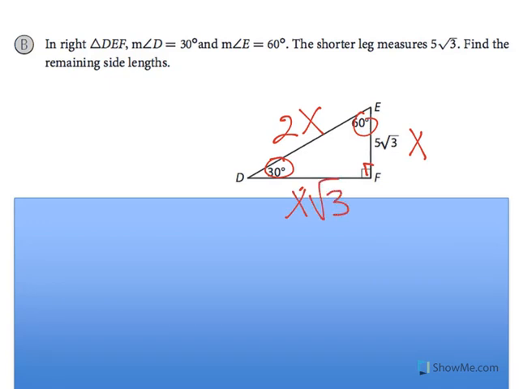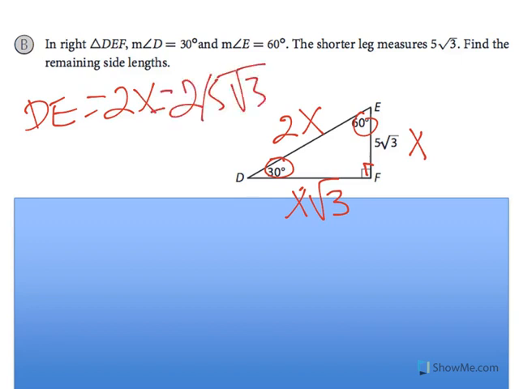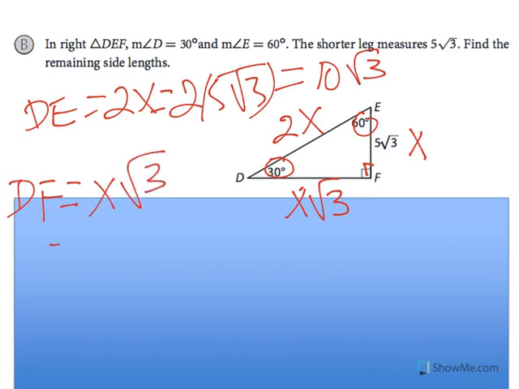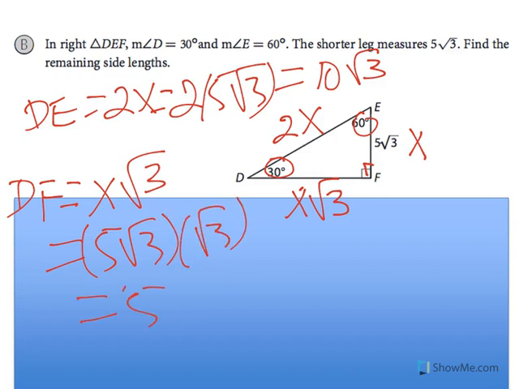Okay, so from here it's easier, we can solve for DE. We say that DE is 2 times x, but x is 5 radical 3, so this gives us 10 radical 3. And DF is x times radical 3, so x is given as 5 radical 3 times radical 3. So this is 5, and radical 3 times radical 3 is just 3, so the answer is 15.